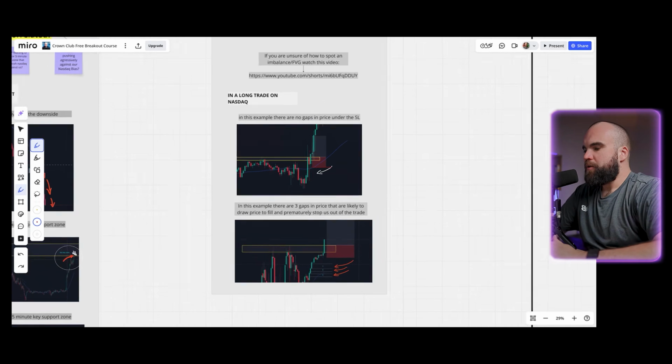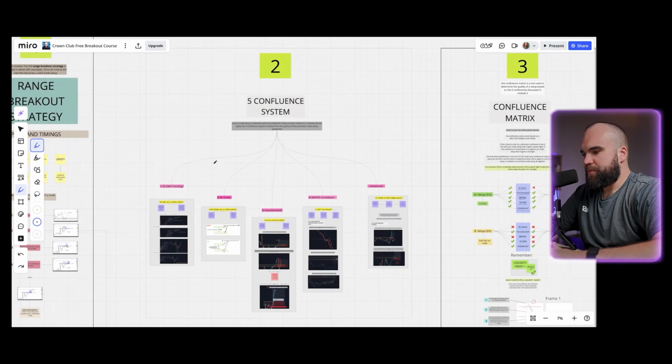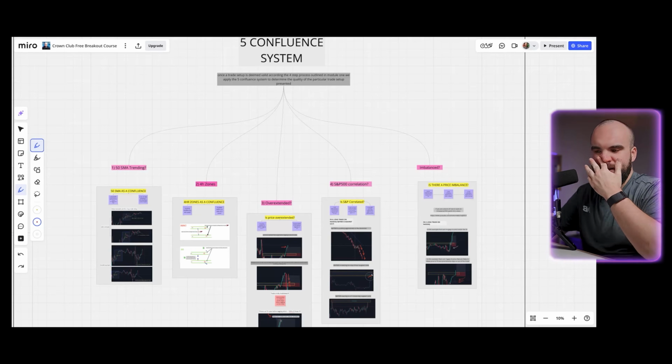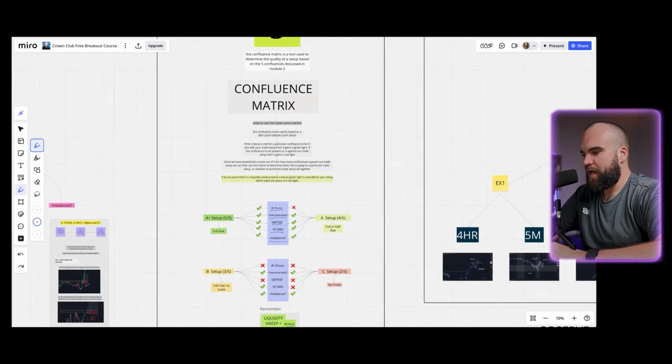All right, so how do we grade our setups based on this 5 confluence system? And this is where things really come together. So for example, if this confluence is against us, the 50 SMA, and if price is overextended, so it's against us as well, we've then got 3 out of 5. Is that a high probability setup or not? Well, let me show you exactly how I grade them.